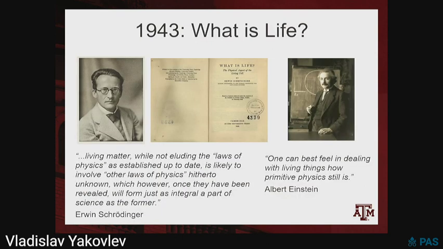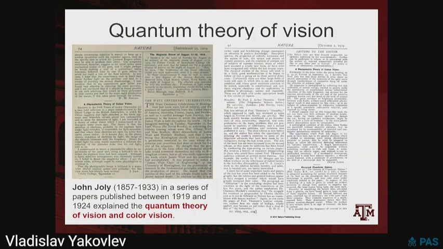And really, the notion of quantum mechanics is pretty old, and it's not coming from Schrodinger in '43. It's not coming from Einstein, who was considering physics to describe living systems, but he quickly realized how primitive physics is, and that's still valid. But quantum theory first came into biology in 1919, when John Jolly described the origin of color vision using quantum theory. At that time, the photoelectric effect was already known.